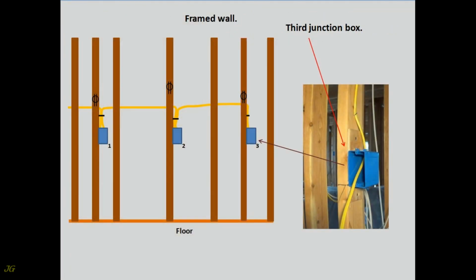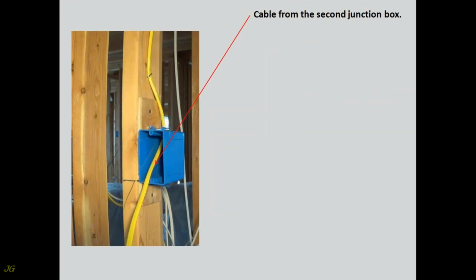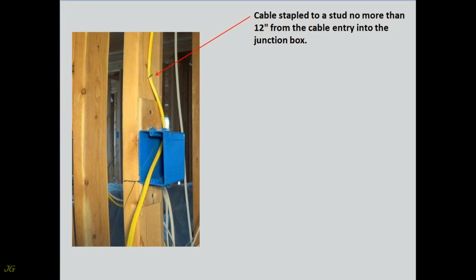Third junction box. Cable from the second junction box. Cable stapled to a stud no more than 12 inches from the cable entry into the junction box.